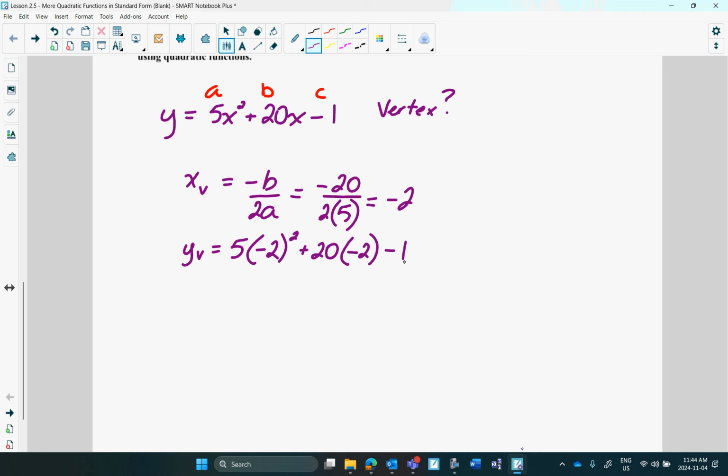Remember your order of operations. -2 all squared is +4, times 5 is 20. 20 times -2 is -40, so plus -40 is just the same as -40. Then -1. So 20 subtract 40 is -20. -20 subtract 1 is -21. There's your vertex: -2, comma, -21.